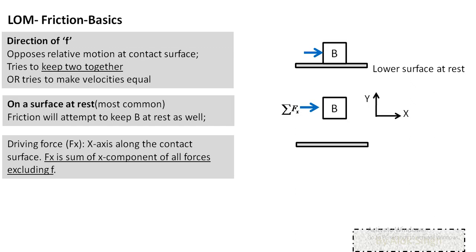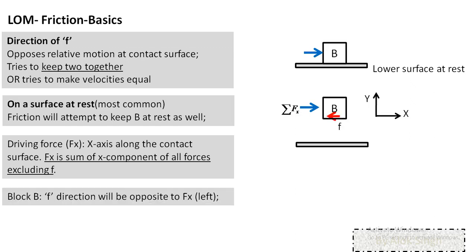So how do you analyze? Another way to analyze is that there is a driving force and a resisting force. Friction force, of course, is the resisting force. How do you define driving force? In all cases, we will take the x-axis along the contact surface. So driving force, let's call it Fx. What is Fx? Fx is from whatever forces are acting on the block. If we resolve into two components, x component and y component, Fx is the sum of the x component of all forces excluding the friction force. So that's the driving force.